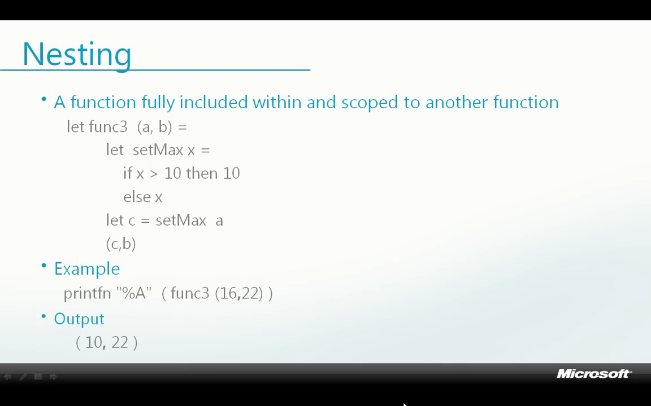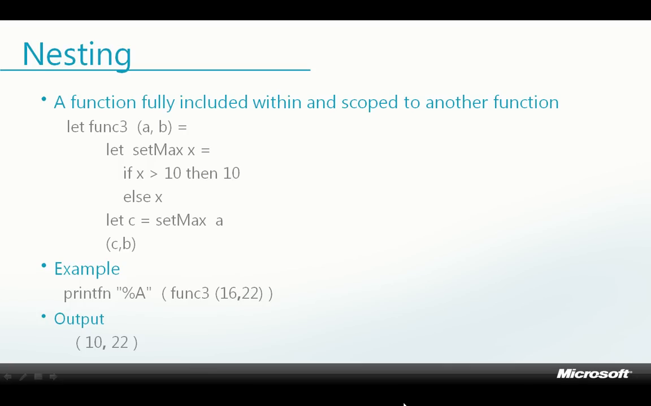So if I called func3 here in this example, with the values 16 and 22, and I'm going to print it out with that %a, the output will be 10 and 22 because it checked that first value, it was greater than 10, reset it to 10, and returned that new value.